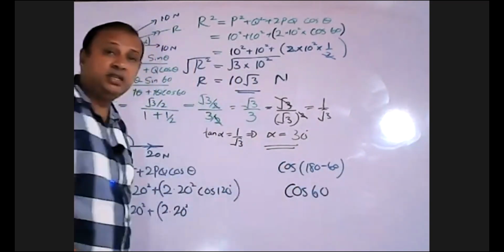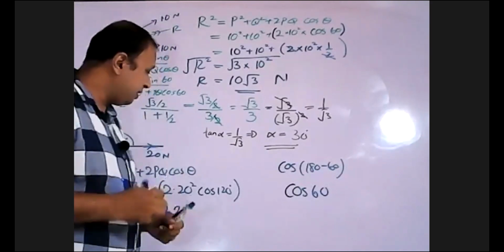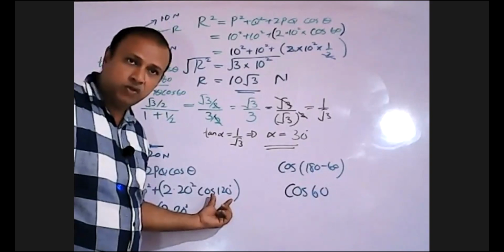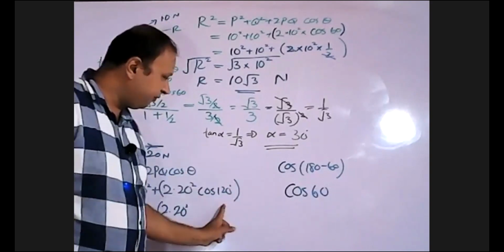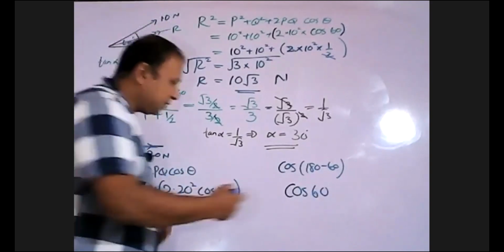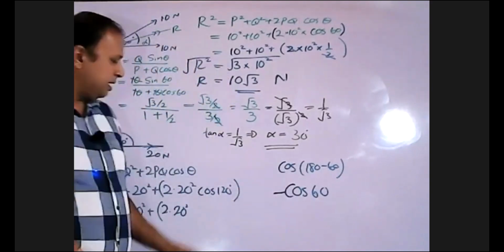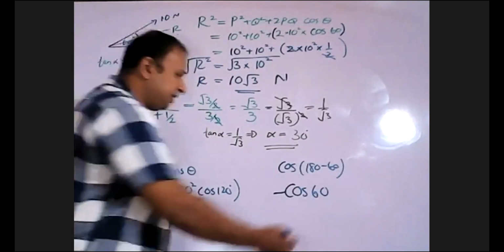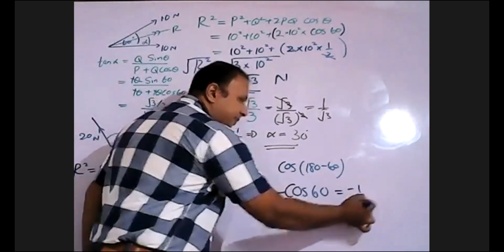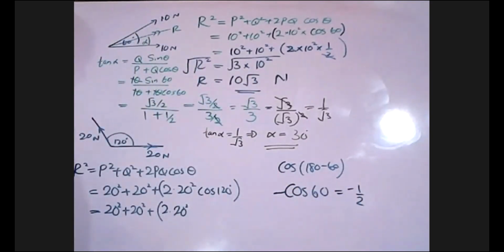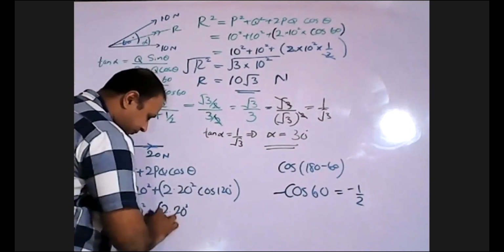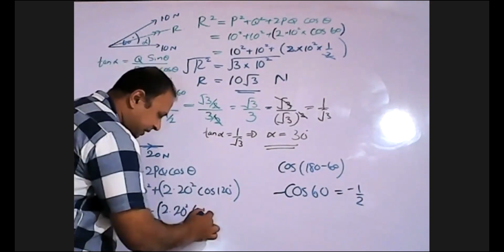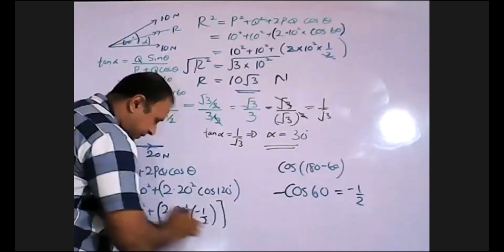The sign can be determined using the quadrant of this angle. 120 belongs to the second quadrant. Therefore, the cos value should be minus. Therefore, cos 120 is equal to minus cos 60, that means minus half. Therefore, cos 120 is equal to minus half.